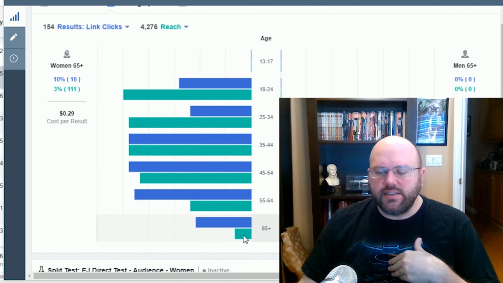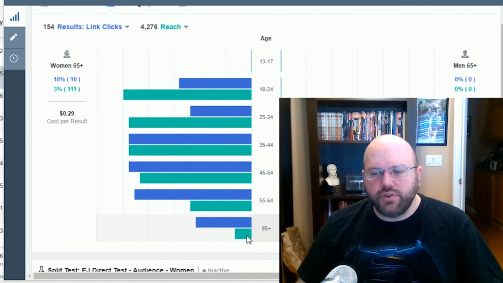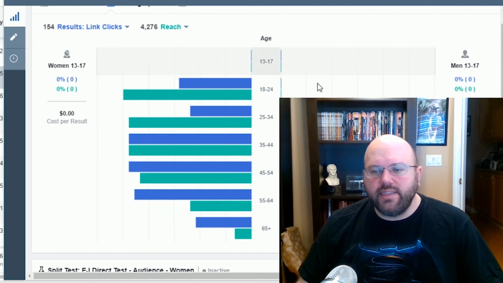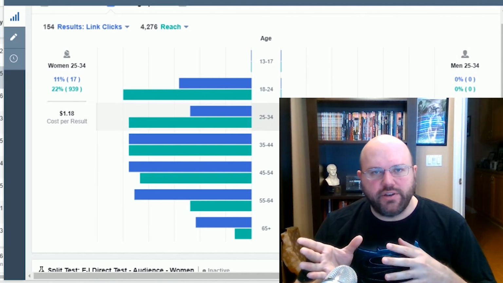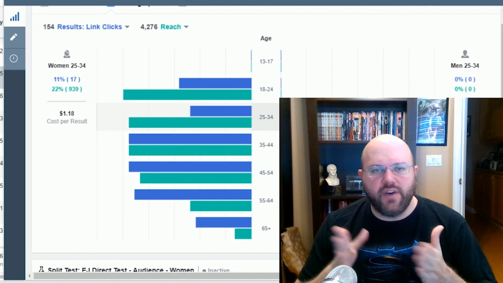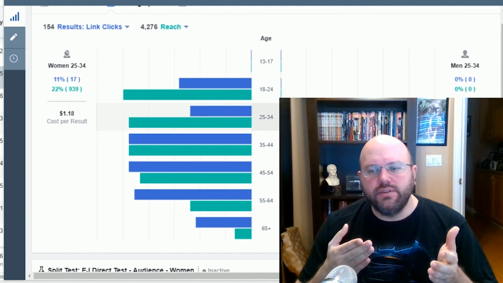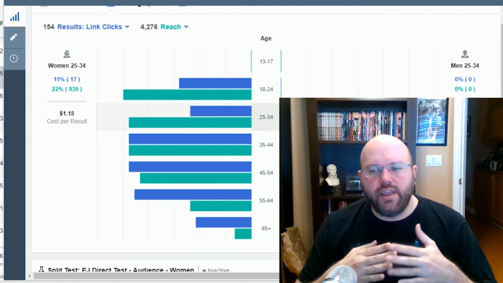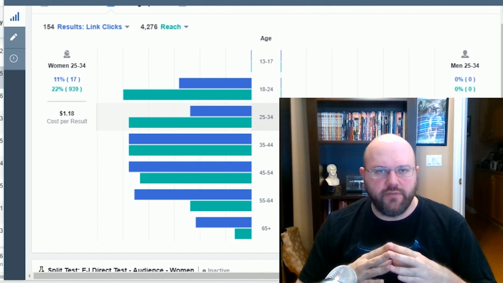And if we go all the way down to 65 plus, we can see here that it wasn't served all that much to this age group, but the people who saw it clicked at a disproportionately large ratio, which means that they were very responsive to this ad. So looking at this data right here, this tells me that my audience of the female gender tends to skew older, 35 and above. So going forward, I made the decision to filter out the female age bracket 18 to 34, okay? And only serve my ad to women who are over the age of 35.